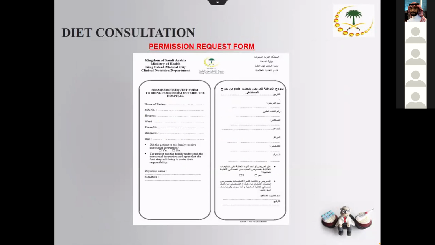This is the form that we can use inside our hospital to request bringing food from outside, approved by doctors for sure. We can find it on the internet also.